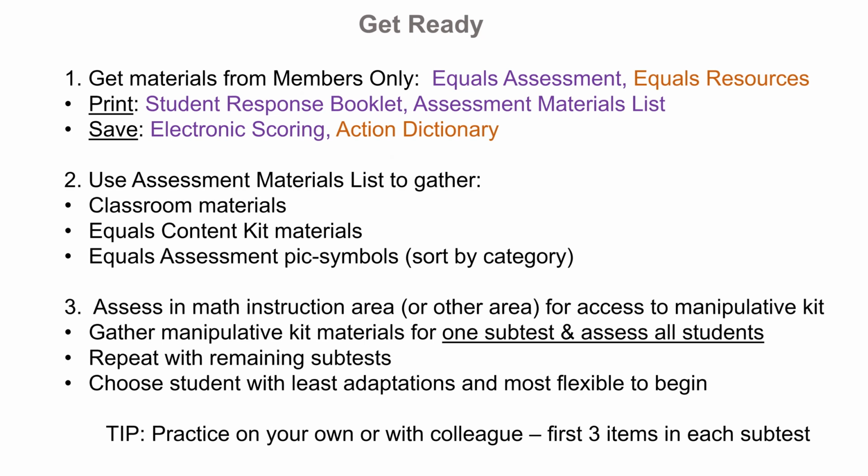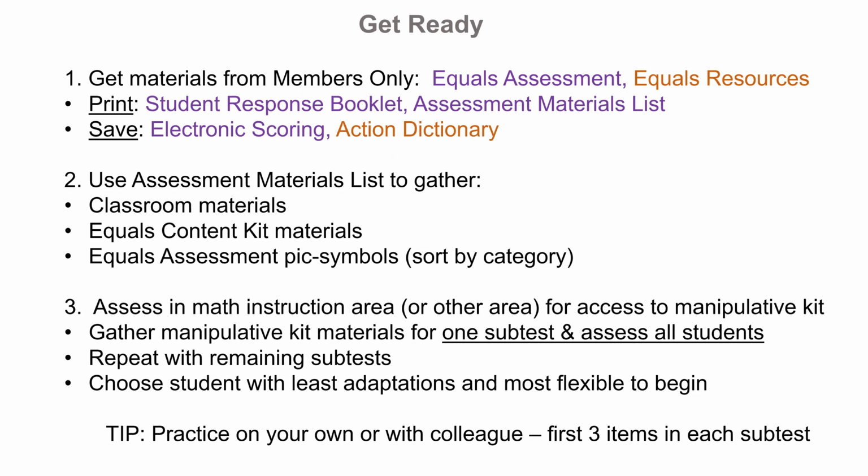Number 2, use the assessment materials list to gather classroom materials. And I'm about to show you this in a minute. Anything you need from the equals content kit, which is pretty rare, and this is not in every subtest. And the equals assessment pick symbol that came with the kit, or perhaps you needed to print a new version of those if you didn't have them, is in that equals assessment folder again. So if you need those, that's where they'll be. Otherwise, you can just sort them by category, whatever works for you, where you know where to get what you need in the moment. And then finally, you will assess in the math instruction area or another area if you have to access the manipulatives.